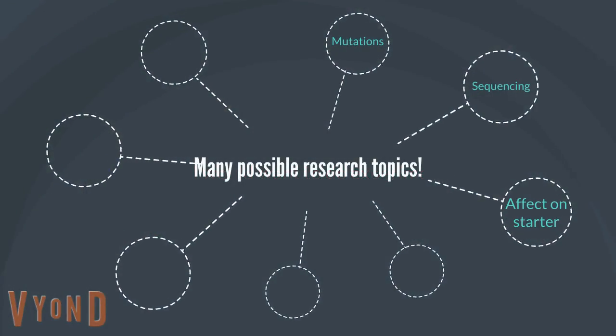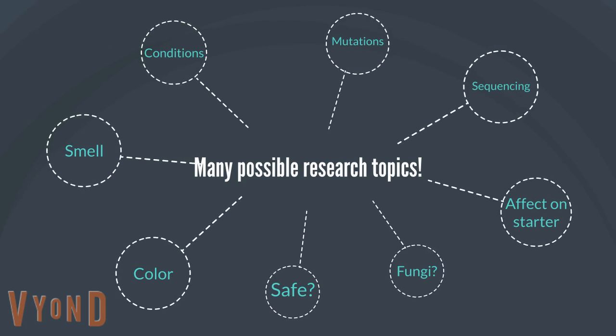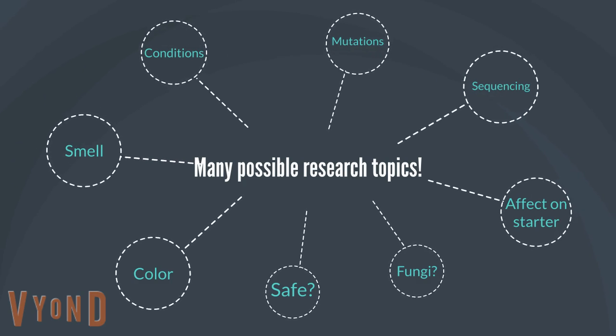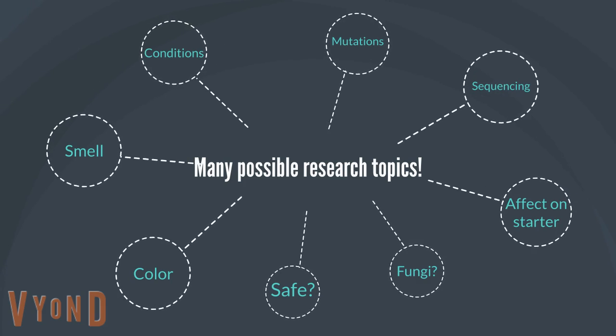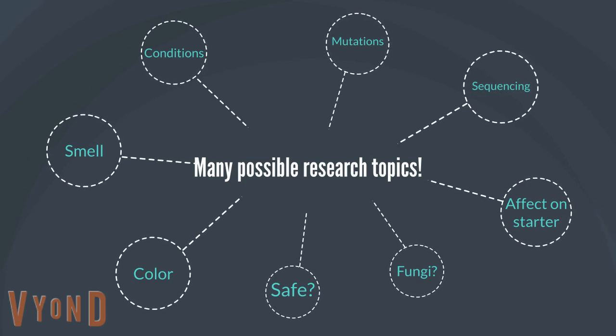But not only that, there are many possible research topics surrounding this. We could talk about mutations, we could talk about the sequencing of L. brevis, we could talk about the effect that Lactobacillus brevis has on the starter. This semester, I believe we were supposed to look at fungi and the fungi data, but we didn't end up doing that. And so maybe the fungi that's present has something to do with the prevalence of L. brevis.